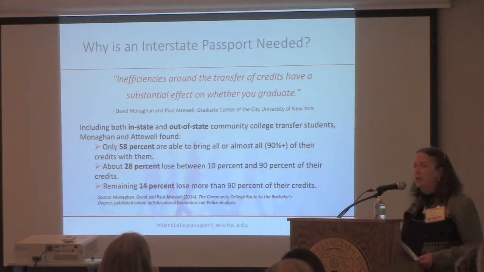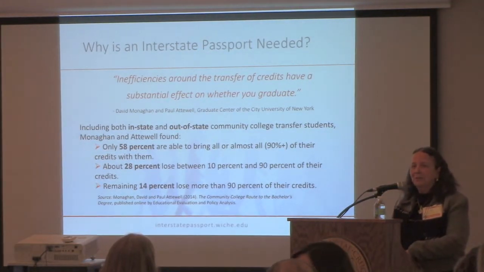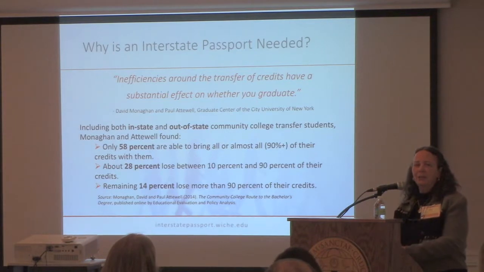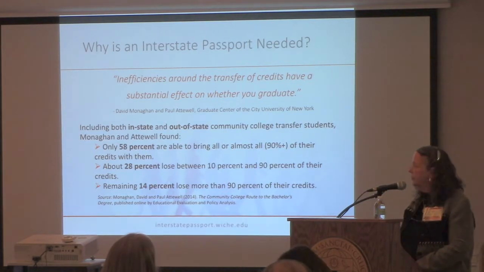John talked about this study, so I won't repeat it other than to say that we know that losing credits makes a significant difference in whether students complete or not, and that's why we undertook this particular initiative.